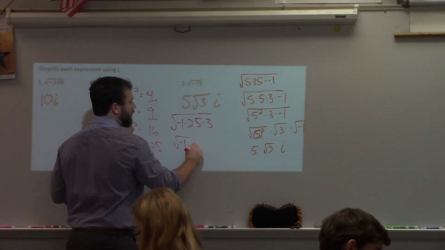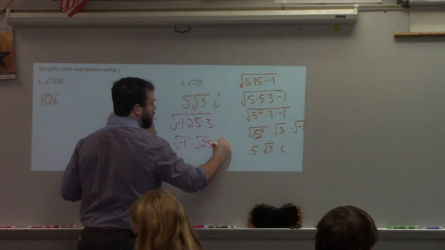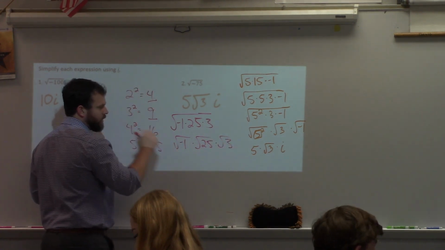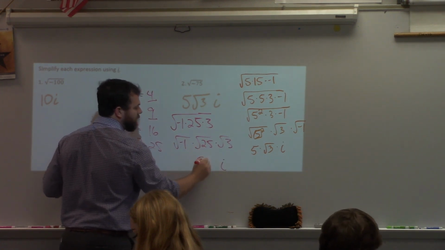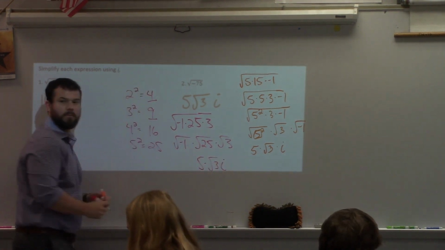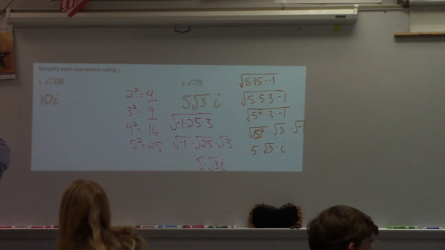So square root of negative 1 times the square root of 25 times the square root of 3. And I would just rearrange it so that my i is at the very end. Square root of 25 is 5 times square root of 3 i. Tyson, did that answer your question? Okay.